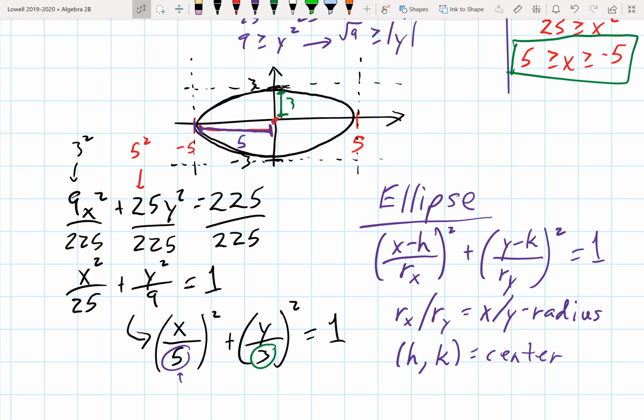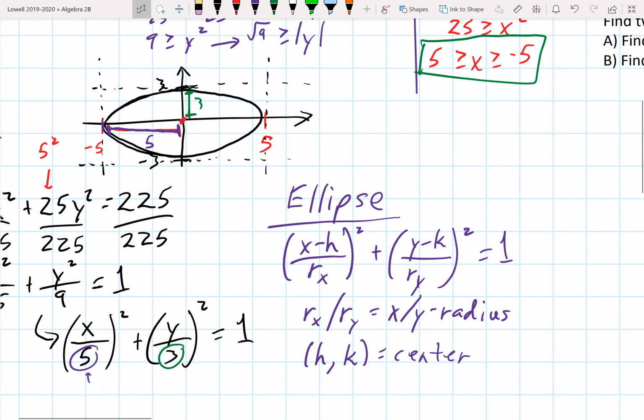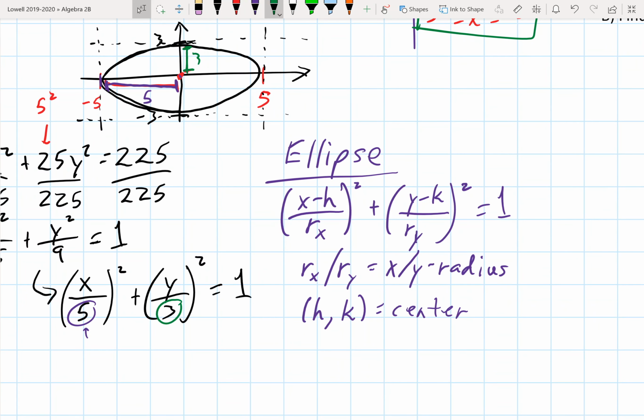I mentioned before that ellipses and circles are very, very similar. What I mean by that is that you can think of the ellipse as the parent of the circle. The reason being is that if the x and y radii are the same, then you actually do have a circle. So for example, let's take a look at one that's very similar to the one we just worked.